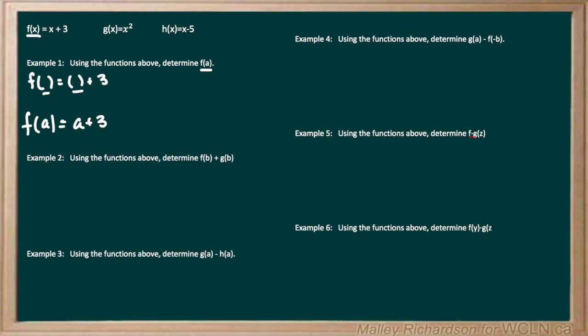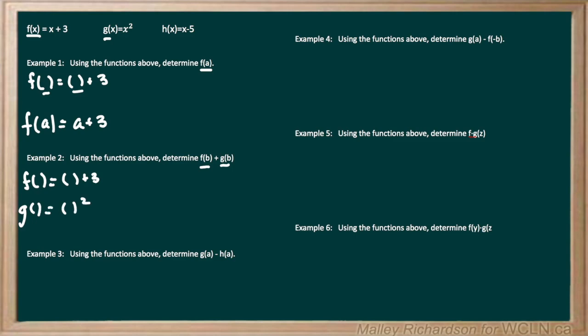Next, moving on to example 2, we want to use the functions above to determine f of b plus g of b. So when using this f of b, we're going to use again this f of x function, and when using g of b, we're going to use this g of x function. But wherever we see an x in both functions, we're going to replace it with empty brackets. So we have f of empty brackets equals empty brackets plus 3, and g of empty brackets equals empty brackets squared.